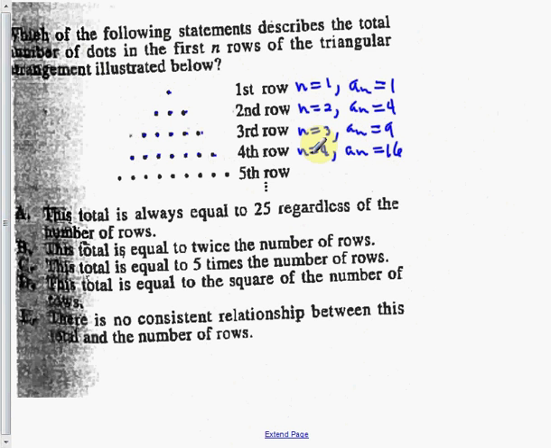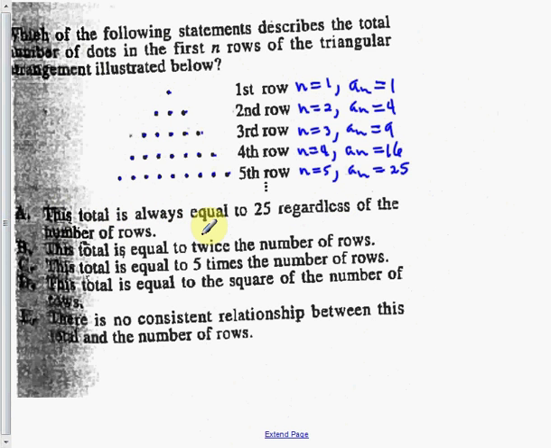So whenever I have n, the number of dots is n squared. You see that? So I'm assuming that if n is equal to 5, we should have 25 for a sub n. 16, 17, 18, 19, 20, 21, 22, 23, 24, 25. Yes, we do. So a sub n is equal to 25. So here, the first one says this total is always equal to 25 regardless of the number of rows.